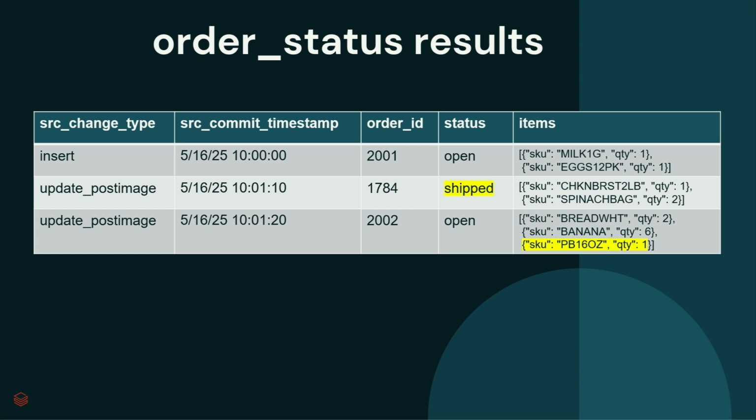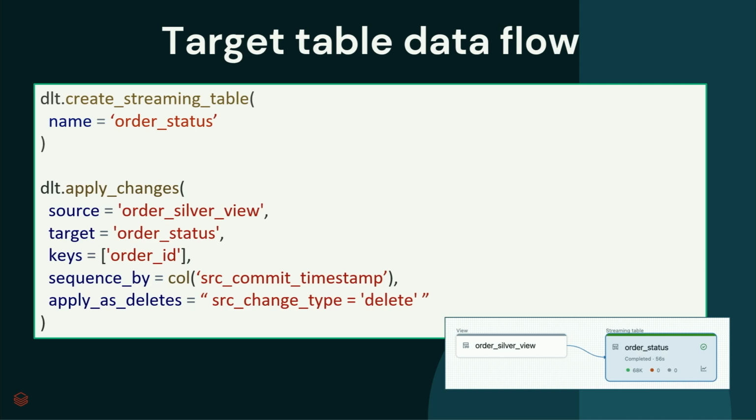And then order, which one did we delete? 1620 is not in the table. That's because we told it to apply. I'll back up to that code a little bit. We had the apply as deletes. So is that showing? Yeah. Apply as deletes was the action, and it met that condition. The source change type equaled the word delete, so that's what caused that one to get deleted.